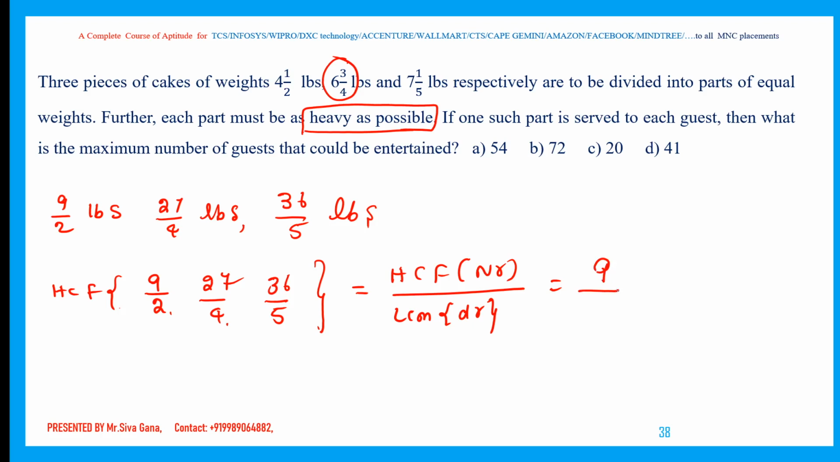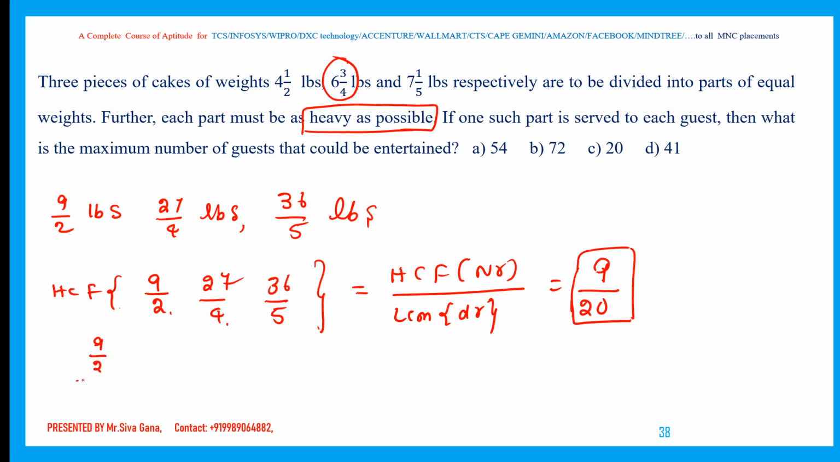9 4s are 36, 9 6s are 24 plus 3 is 27. This is 27. 6 into 3, 6 4s are 24 plus 27, right. So 9, 27, 36, 9 3s are 9, 4s are... So the HCF of the numerator terms is 9, the LCM of 2, 4, 5 is 20, right. So 9 by 20 is the weight of each smallest cake with the heaviest weight.